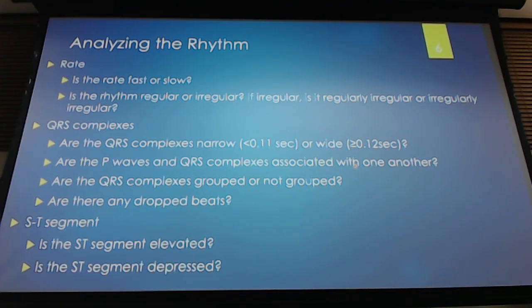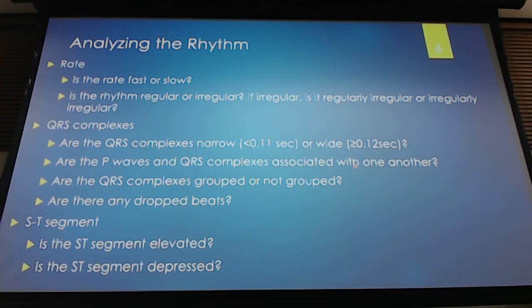Is the rhythm regular or irregular? If it is irregular, is it regularly irregular? Meaning I've got 2 beats, 2 QRS complexes, and then I've got a space. 2 QRS complexes, then a space. Well, it looks to be consistent. Even though it's irregular, it's consistent. Or is it, I got 1, I got a space, I got a really close one, I got a far one. Is it irregularly irregular?